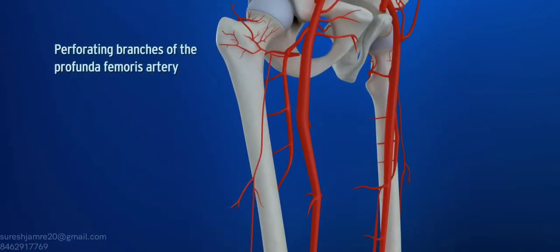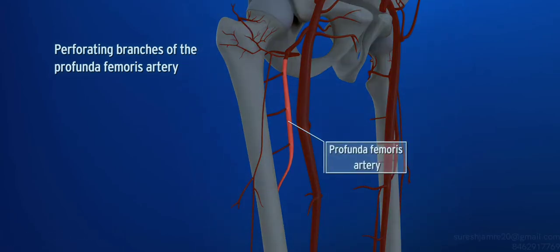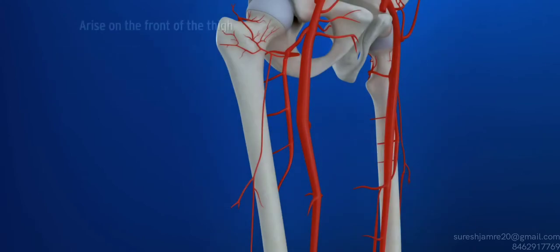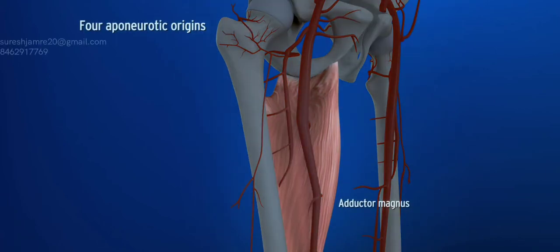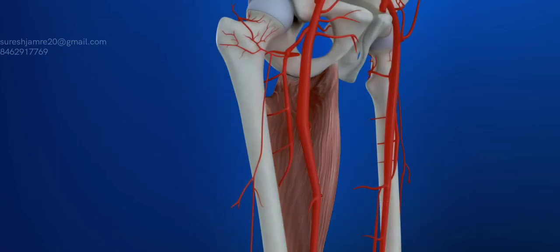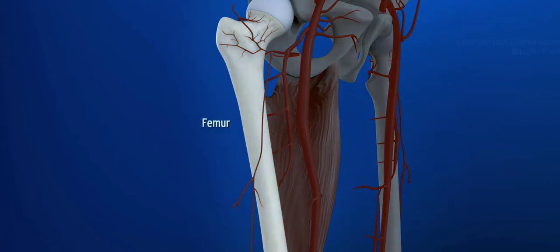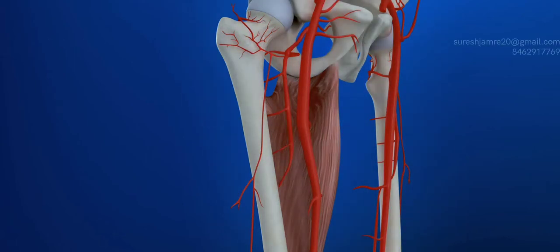Perforating branches of the profunda femoris artery. The profunda femoris artery gives off 4 perforating arteries. They arise on the front of the thigh. Then they pass through the 4 aponeurotic origins of the adductor magnus attached to the linea aspera and wind round the back of the femur. They ultimately end in the vastus lateralis.